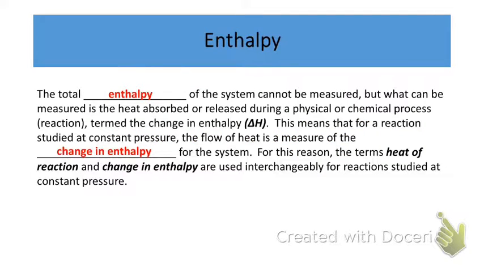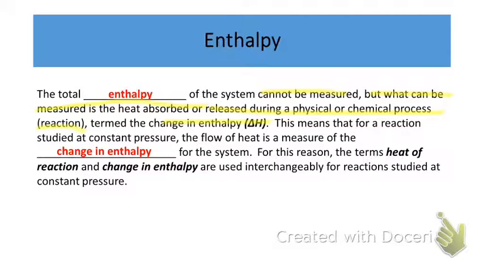Now, the total enthalpy of the system cannot be measured. You can't measure the total amount of potential energy or kinetic energy, and we've talked about that. So therefore, we cannot know the total enthalpy of the system. But what can be measured is the heat absorbed or released during a physical or chemical reaction. This means that we can relate the change in heat energy to a term that we call the change in enthalpy, which is delta H.